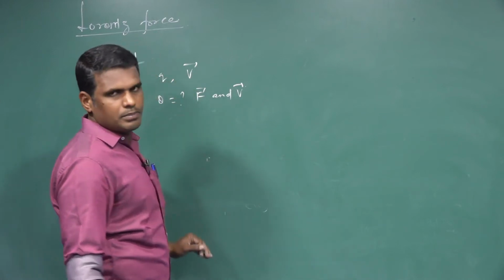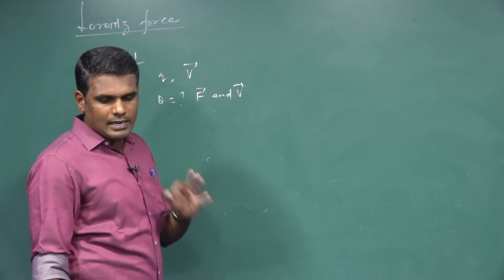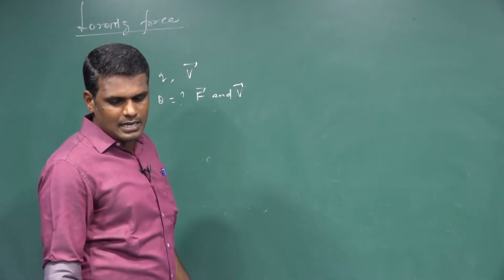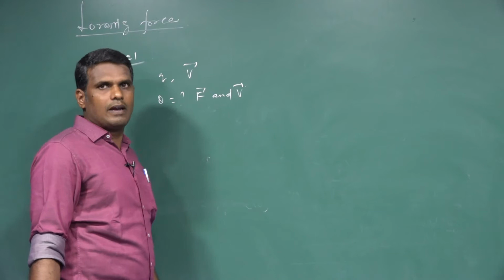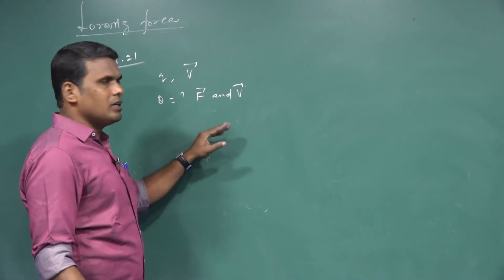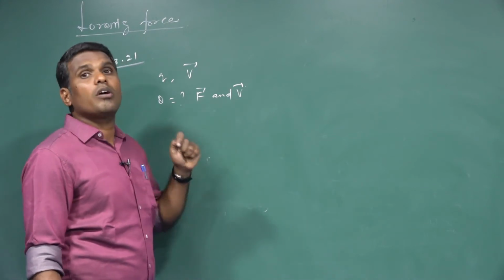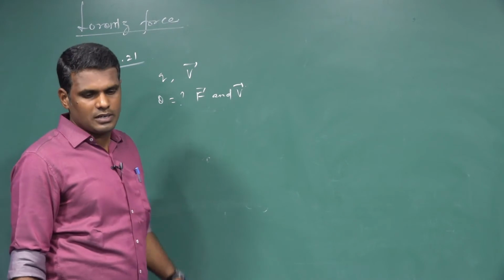So the question is very simple. What is the amount of work done by the magnetic Lorentz force when the charged particle Q is moving with the velocity v? Listen to the question. The charged particle Q is moving with the velocity v in a given magnetic field. What is the amount of work done? That's the first question.